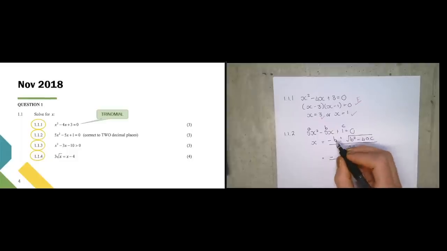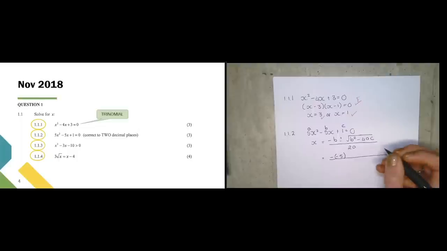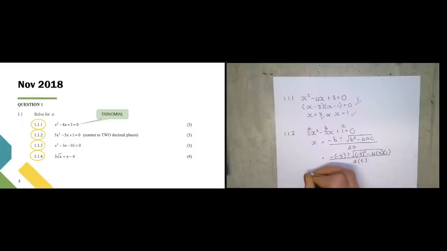So if I substitute in, it's minus b, and b is negative 5, so in a bracket, negative 5. Always substitute in the bracket, please. Plus minus the square root of negative 5 squared minus 4, our a value is 5, and c is 1. Everything over 2 times a, which is 5. And I'm going to get two solutions for x.